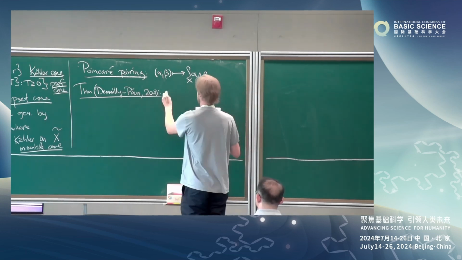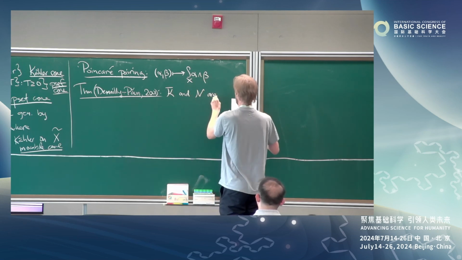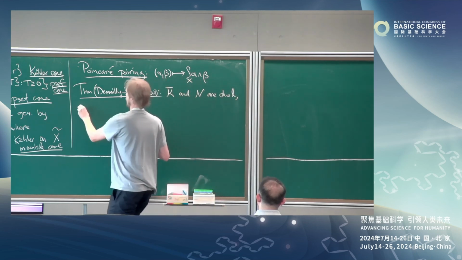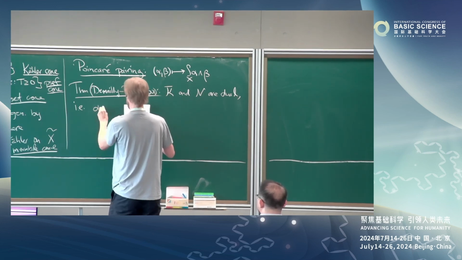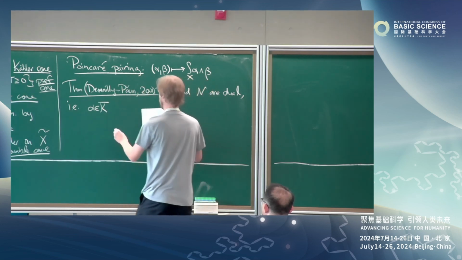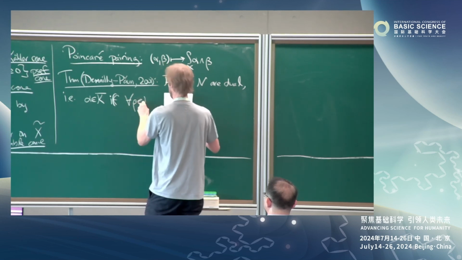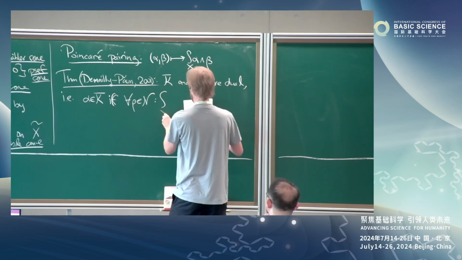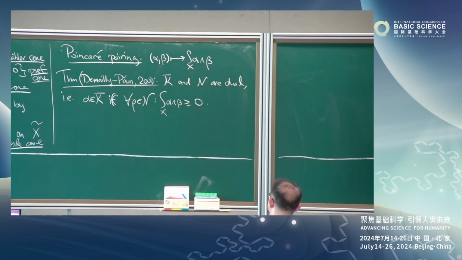Which says that the nef cone and the pseudoeffective cone are dual with respect to this pairing, which more concretely means that a class alpha is nef if and only if for all pseudoeffective (n-1,n-1) classes, this integral is non-negative. Okay, so that's what it means.